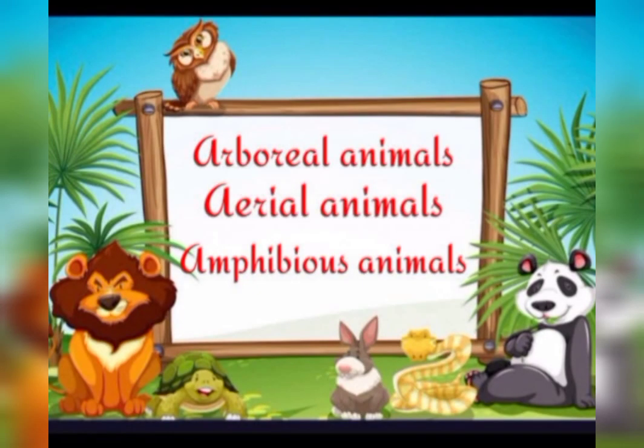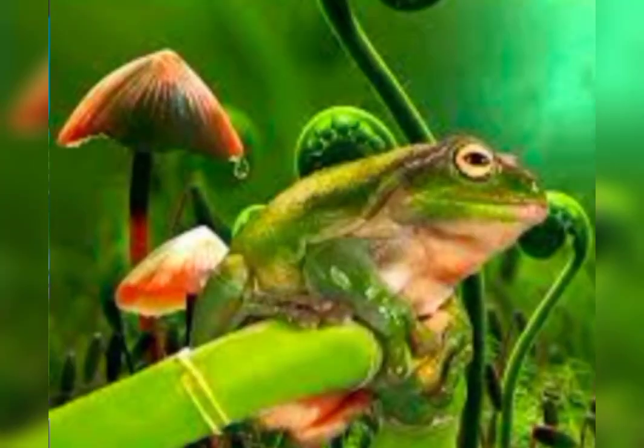Third one, amphibious animals. Amphibious animals are animals that need both land and water. Animals that need both land and water to live are called amphibious animals. Here examples I have shown to you. Frog and toad are examples of amphibious animals.